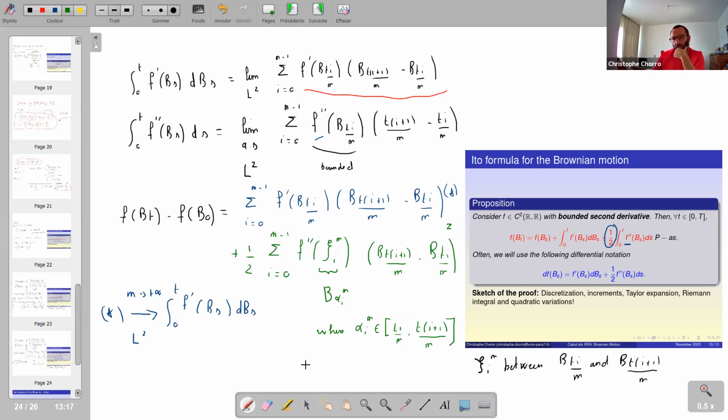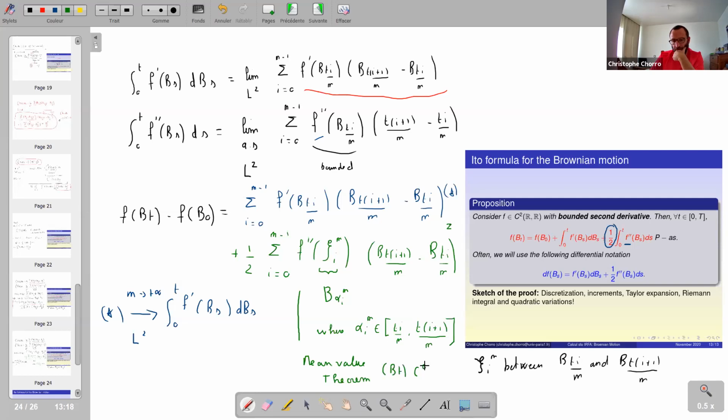Why do I have this? The meaning of what I have written here is that if I have a point between the Brownian motion at the instant ti over n and the Brownian motion at the instant ti plus 1 over n, this point can necessarily be written as b of someone, with this someone between these two instants. Keep in mind that it's just a consequence of the continuity of the trajectory of the Brownian motion. If you have a mapping that is continuous, it's the mean value theorem applied to the Brownian motion that is continuous.